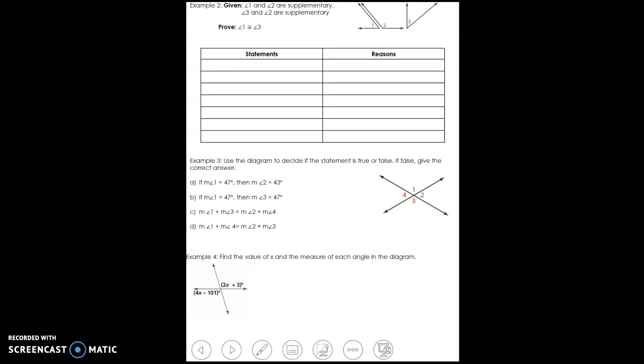So angle 1 and angle 2 are supplementary, and it's because it's given to us, okay? And angle 3 and angle 2 are supplementary, also because it's given, okay? And then now I want you to pause the video and see if you can come up with the next place to go for our statement line.